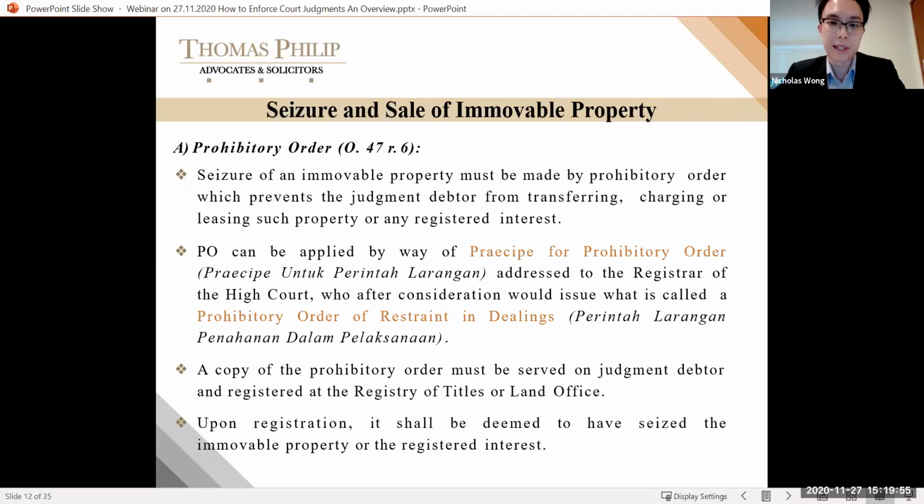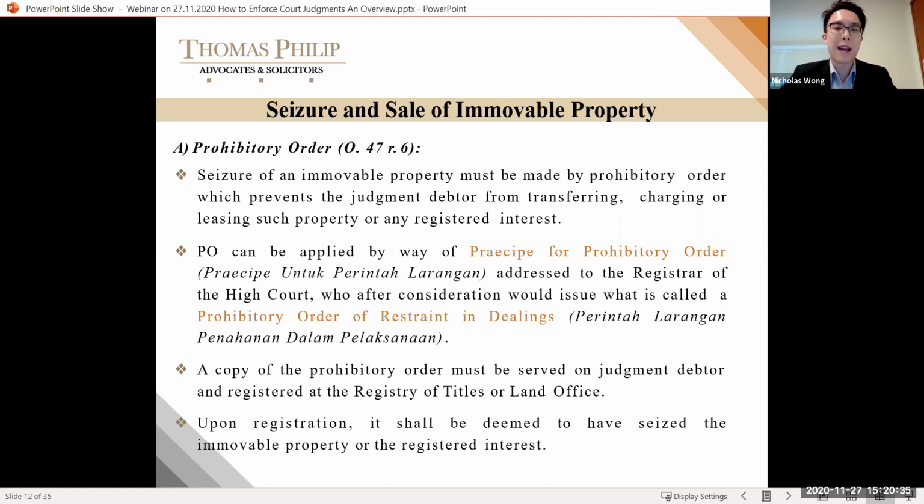Now, when it comes to immovable property, right, your houses and so on, it is a slightly different route, right? You need what we call a prohibitory order, which first prevents the JD from essentially getting rid of the property, right? Because what you don't want, of course, is judgment is entered against this person, then they very sneakily try and get rid of the property before you can come and take it. And then by the time you get to them and ask for your money, they've got no assets left, and there may be nothing you can do. Right? So you apply for a prohibitory order, you serve it on the judgment debtor, you register it essentially at the land office. So at that point, it's deemed to be seized.